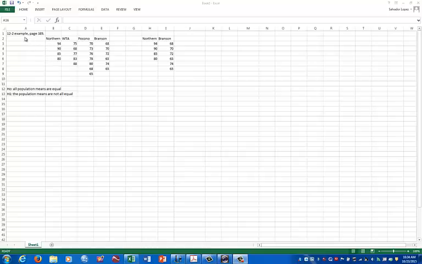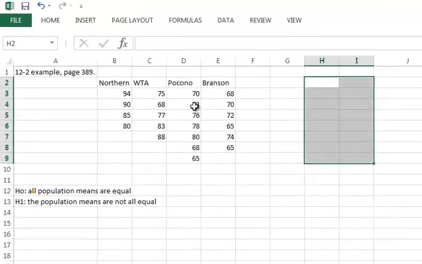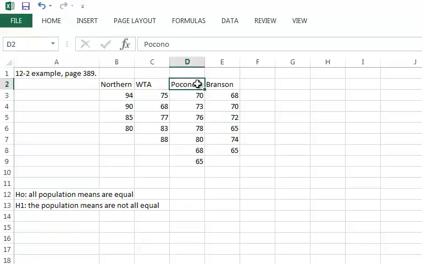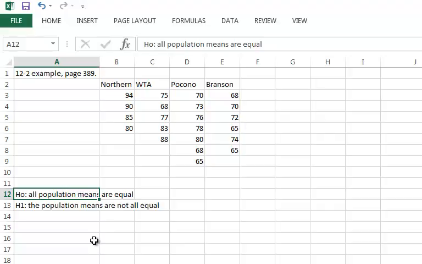From the example in 12.2, we have four airlines that have different ratings, okay? And we need to test whether population means are equal or not. So the null is they're equal. The alternative is the means are not all equal.